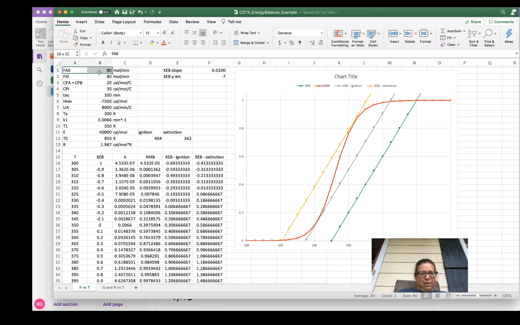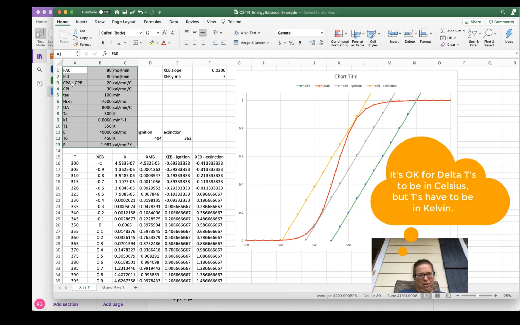The other thing I did, similar to the other examples we've worked, was take all of the units and convert them so that they're consistent. So time units are minutes, energy units are calories. For temperature, some is in Celsius and some is in Kelvin. But since a delta T of 1 Celsius is equal to a delta T of 1 Kelvin, I can just leave those as they are.